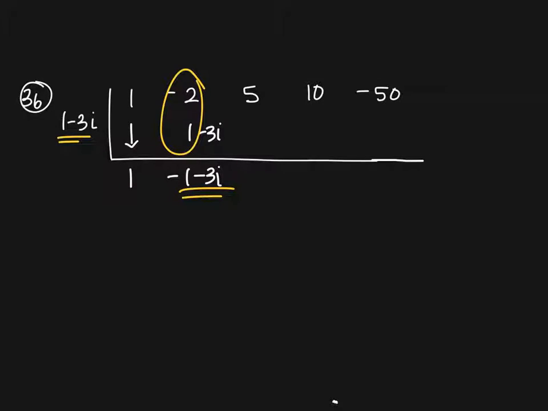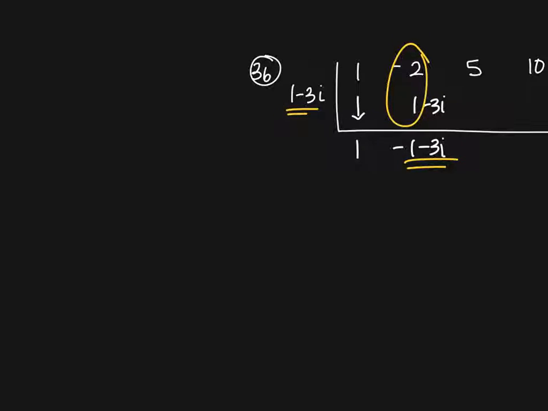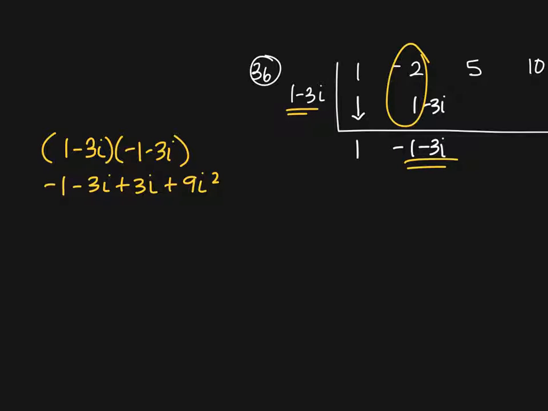We can do FOIL. So I'm just going to slide my work over here a little bit, and I'm going to do my FOIL on the side. If you had a margin or somewhere on your paper, that's what you would do. So we're going to take 1 minus 3i, and multiply it by negative 1 minus 3i. Okay, go for it. So negative 1, and negative 3i, and positive 3i, and positive 9i squared. Okay, clean that up a little bit. Negative 1 minus 9, so negative 10. Okay, so it's not too bad. It worked out to be negative 10.